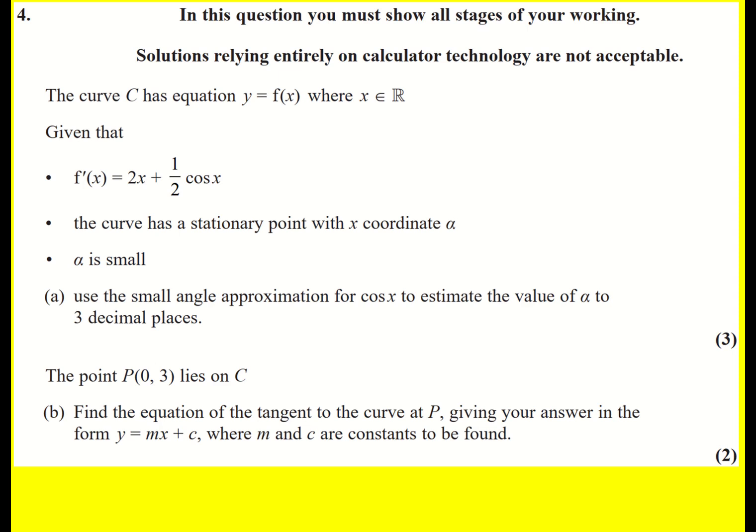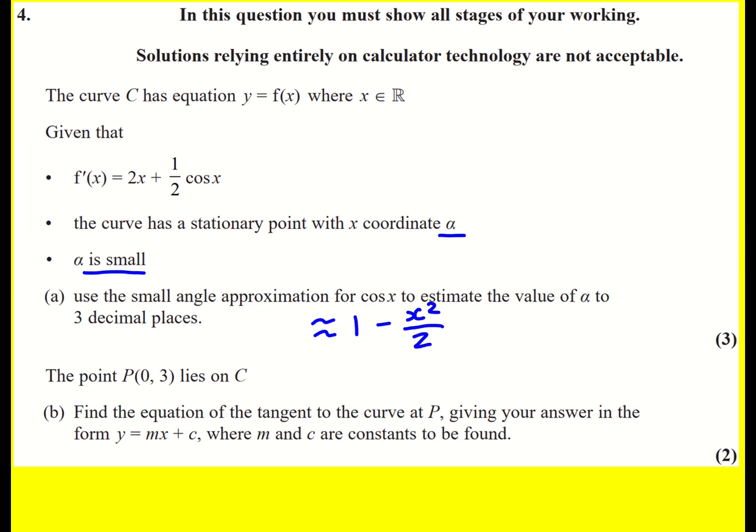Curve C has equation y equals f of x, where x can be any real number, and then we're given the derivative. F dash x is 2x plus a half cos x. We're told that it has a stationary point with x coordinate alpha, and that alpha is small. We're asked to use the small angle approximation for cos x to estimate the value of alpha to 3 decimal places. So cos x is approximately equal to 1 minus x squared over 2 for small angles.